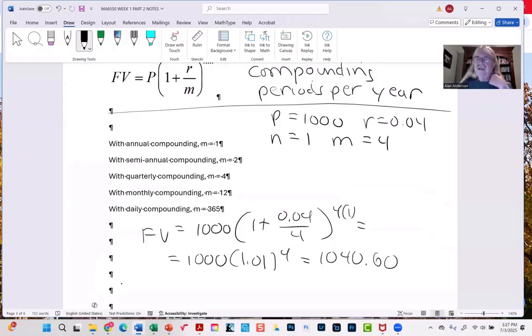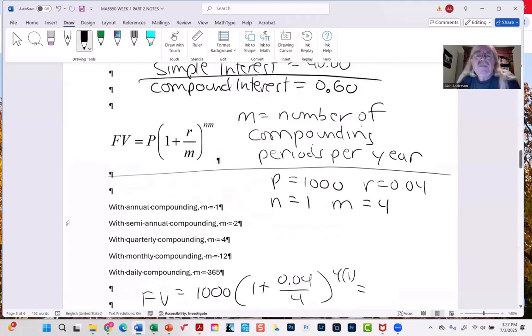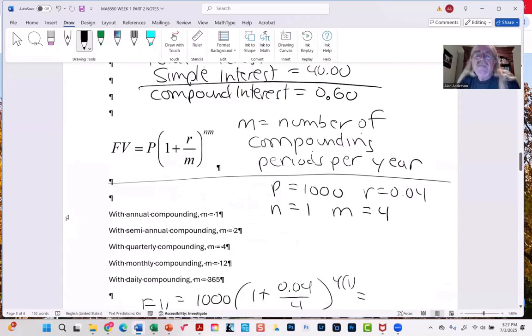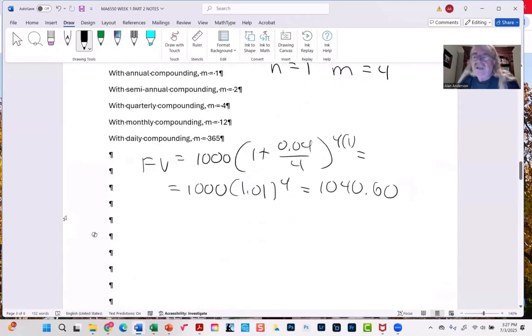And so that's how you can calculate the future value of a sum with compounding more than once a year. So it's not a horribly complicated formula. It's a little bit more complicated, but this will give us whatever we need for any compounding we may encounter.